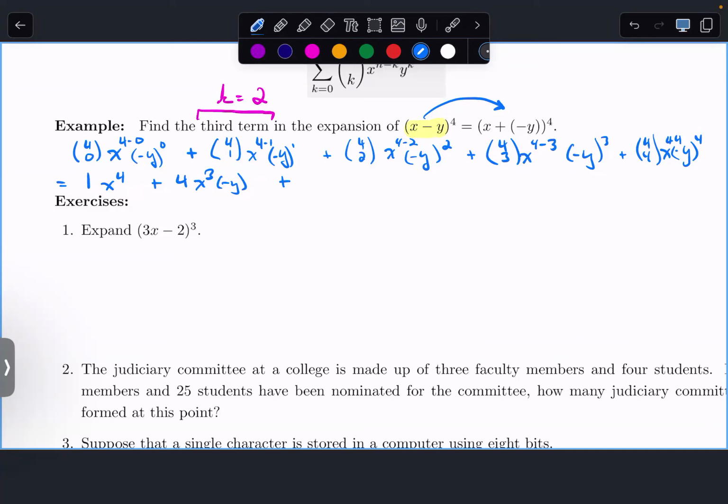4 choose 2, I think we said was 6. x to the 2, negative y squared. A negative squared is just going to make it positive, so I can write it as y squared, right? Or you can keep it as negative y squared if you want.